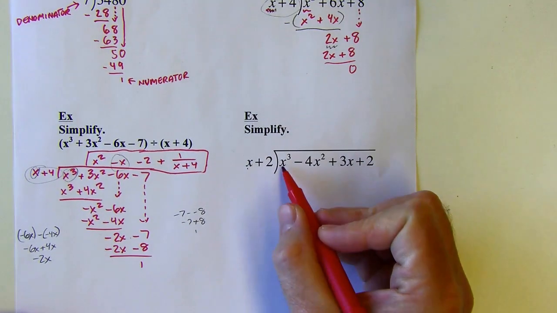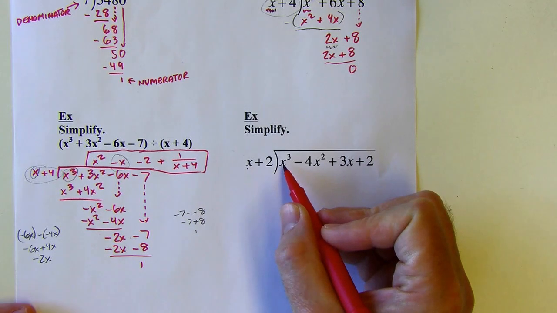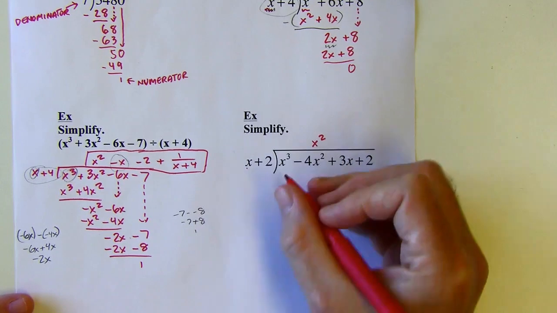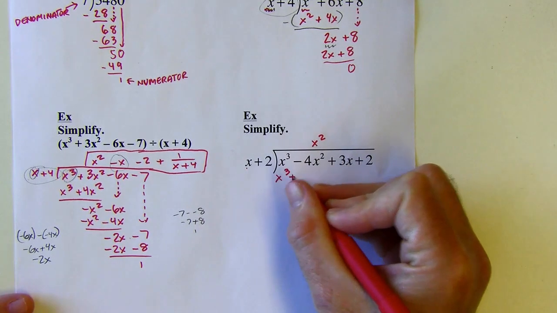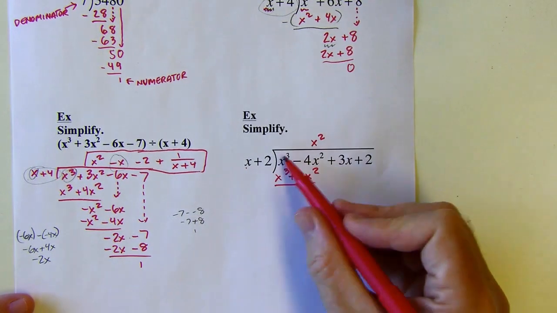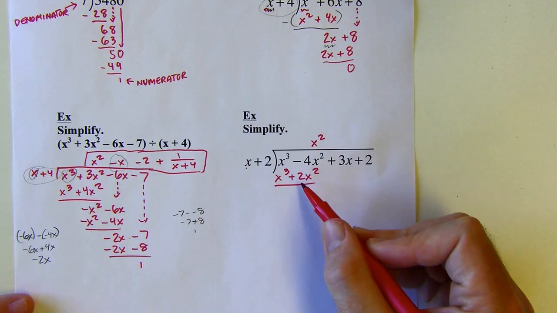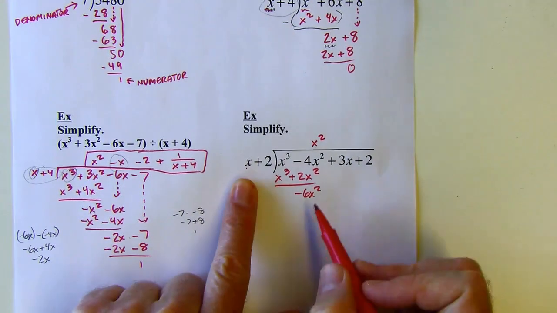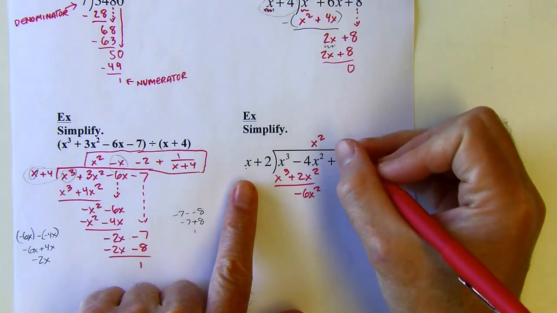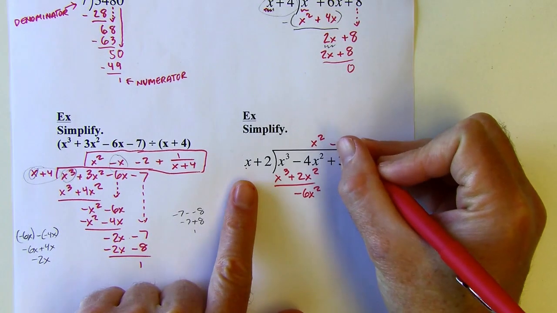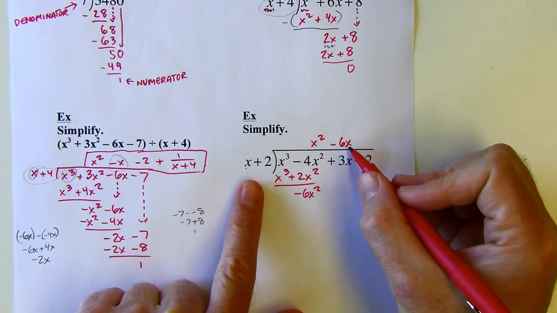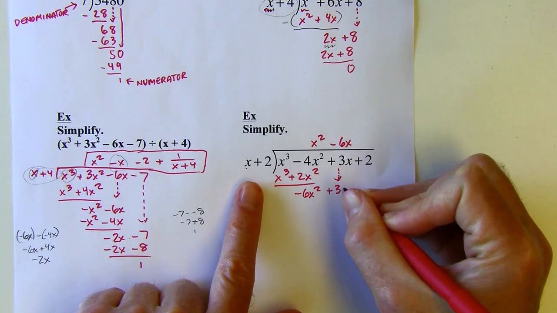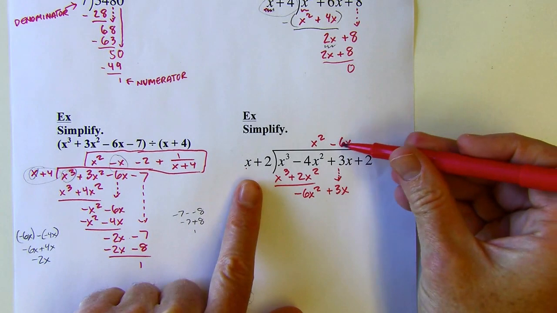So x goes into x to the third, x squared times, it'd be x times x squared to get x to the third. Put that there. Multiply back by the binomial. Okay, subtract, so those cancel. Negative 4 minus 2 would be negative 6x squared. Okay, and then I'm thinking x times what is negative 6x squared? That would be negative 6x, sorry. And negative 6x times the binomial. Oh, not yet. Let me pull down the 3x. And now negative 6x times the binomial.